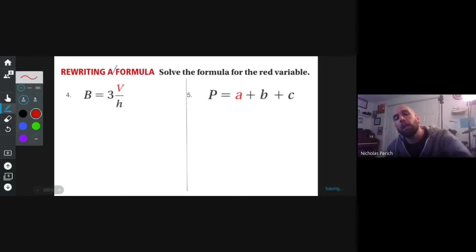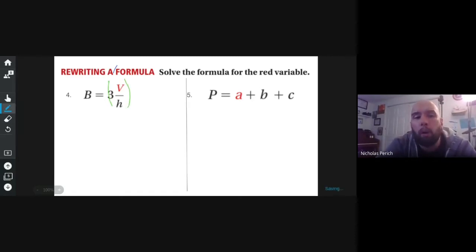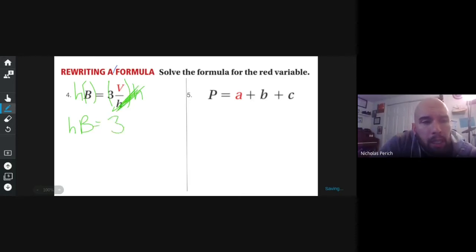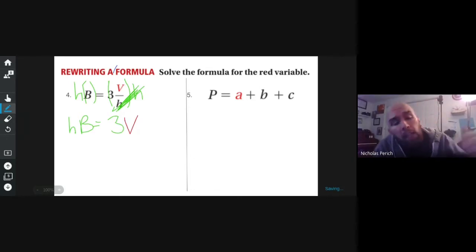Well, H is being divided from V. If I want to get rid of H that's being divided by V, I'm going to do the opposite of divided by and multiply H to both sides. Multiply H to both sides. Okay? What that looks like is that crosses out. And on the left, I have H, B. And now that the H's are gone, it equals 3. And V is still there.